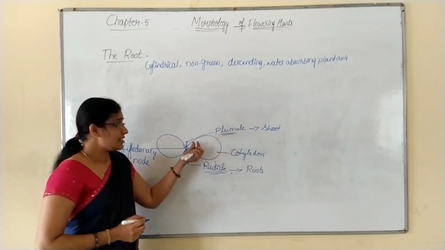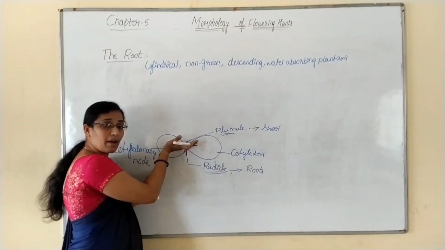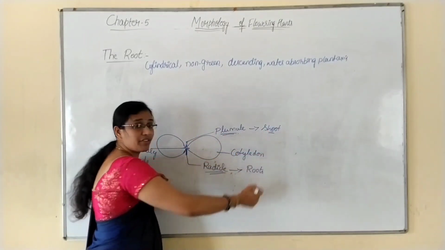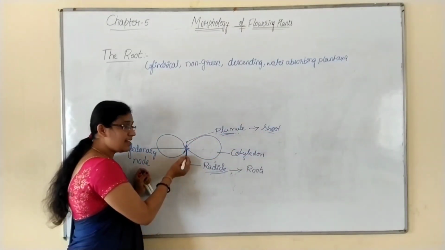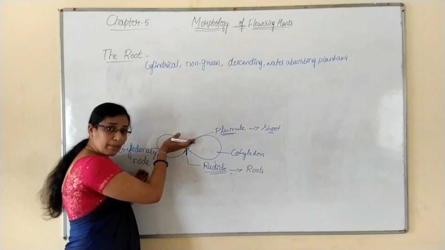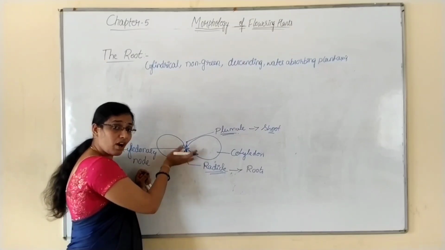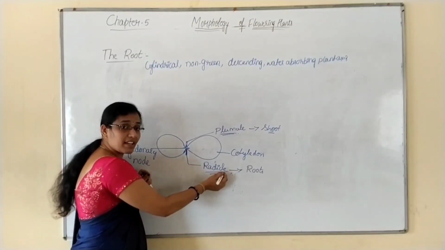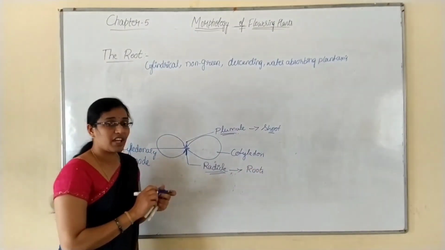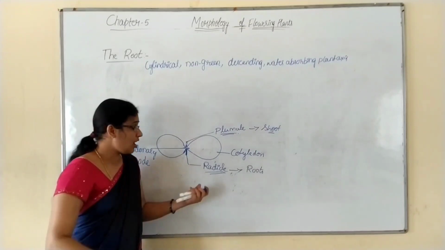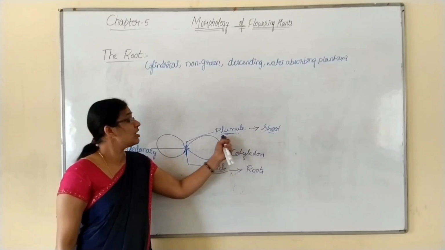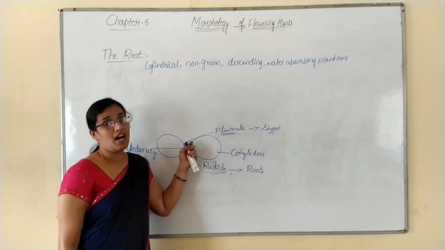Plumule is a tip which is present above the cotyledonary node. This tip gives rise to the formation of shoots. Radicle is the embryonic axis tip which is lying below the cotyledonary node or cotyledons, and this radicle gives rise to the formation of roots. So now you came to know that roots are formed from the radicle, whereas shoots are formed from the plumule of the seed or embryo.